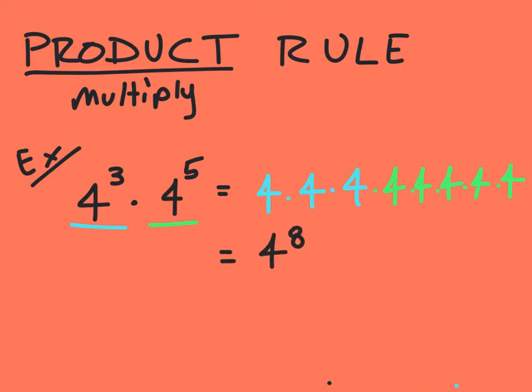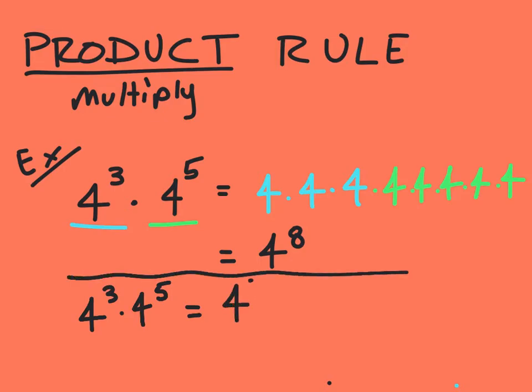Now let's think about it for a second. If I have 4 to the 3rd times 4 to the 5th, how do I get 4 to the 8th? What am I doing with my exponents? What you're doing is you're adding them. So we can say 4 to the 3rd times 4 to the 5th is really the same thing as writing 4 to the 3 plus 5 power, where I don't have to write out all this stuff every time, but that's what it means. So I can write that as 4 to the 8th power.